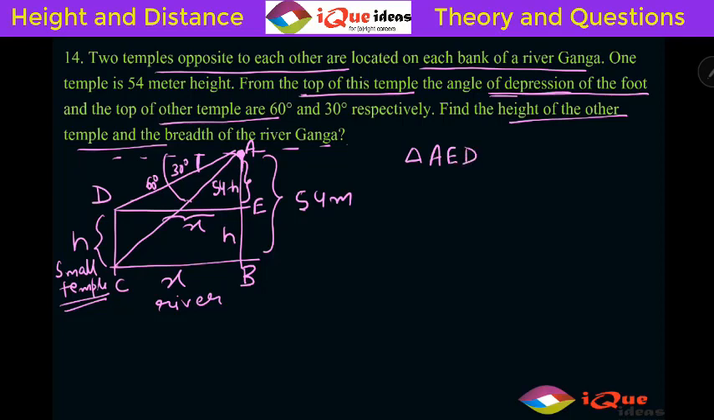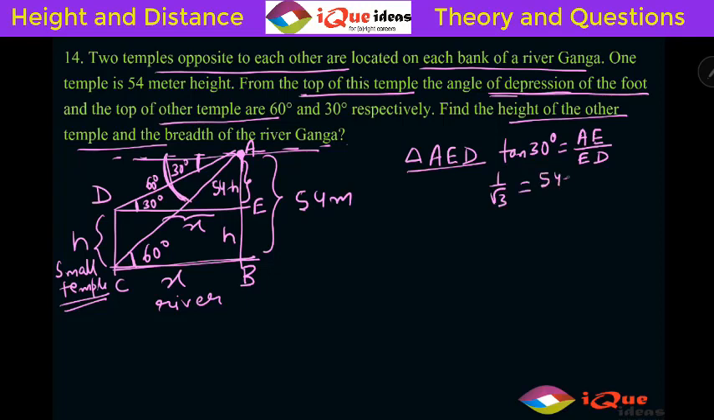If this angle is 30 degree, then this angle will also be 30 degree because it is an alternate angle. If this whole angle is 60 degree, these two lines are parallel. So this angle has to be 60 degree, right? So it's exactly the same calculation actually. So in triangle AED we have tan 30 degree equal to AE upon ED. Now tan 30 degree is 1 by root 3. AE is 54 minus h, ED is x. So from here we have x is equal to 54 minus h into root 3, right?